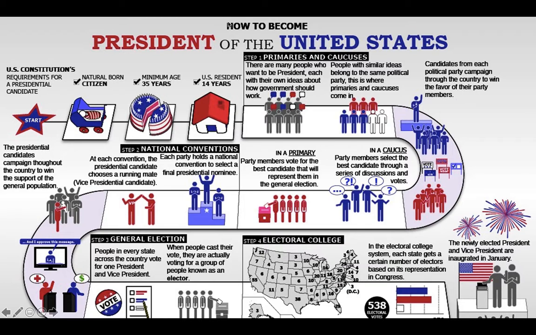And then once you meet those requirements, you say, I'm going to run. And then you're not the only person that wants to be president. So there'll be a lot of people that want to run as well. And so then you begin your campaign. You travel throughout the nation having meetings, and these meetings are called caucuses. And in these caucus meetings, party members begin to select the best candidate. So the Democrats will have their own caucus, and the Republicans will have their own caucus, and each of those will determine who they think the best candidate is.